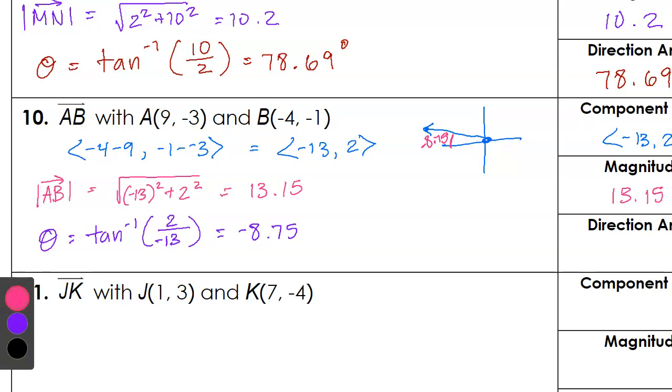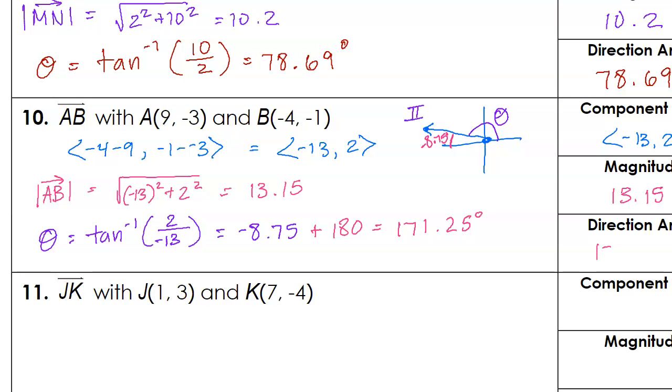That's not the angle we're trying to find. We are trying to find this angle. How can we actually find that angle? Yes, you add 180. You take negative 8.75 and you add 180 to it, and you get 171.25. That is the direction.